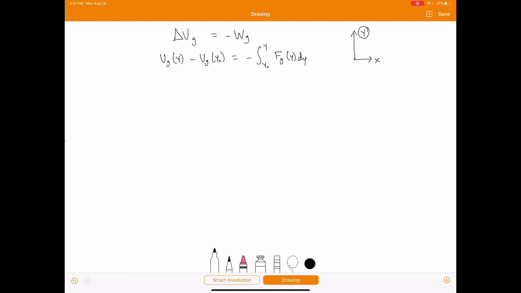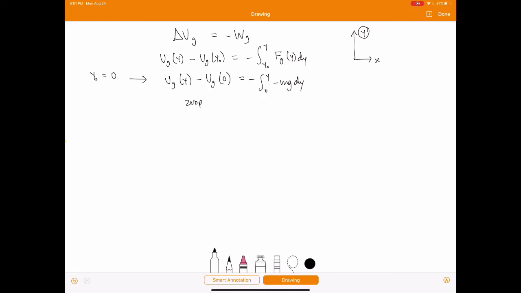And the next thing we'll do is bring in our 0 point. So let's set y naught equal to 0. That's just going to be our initial position in this case. So think we start off at ground level. And so on the other side, I'm going to have minus the integral from 0 to y. The force is minus mg. And then we have dy.